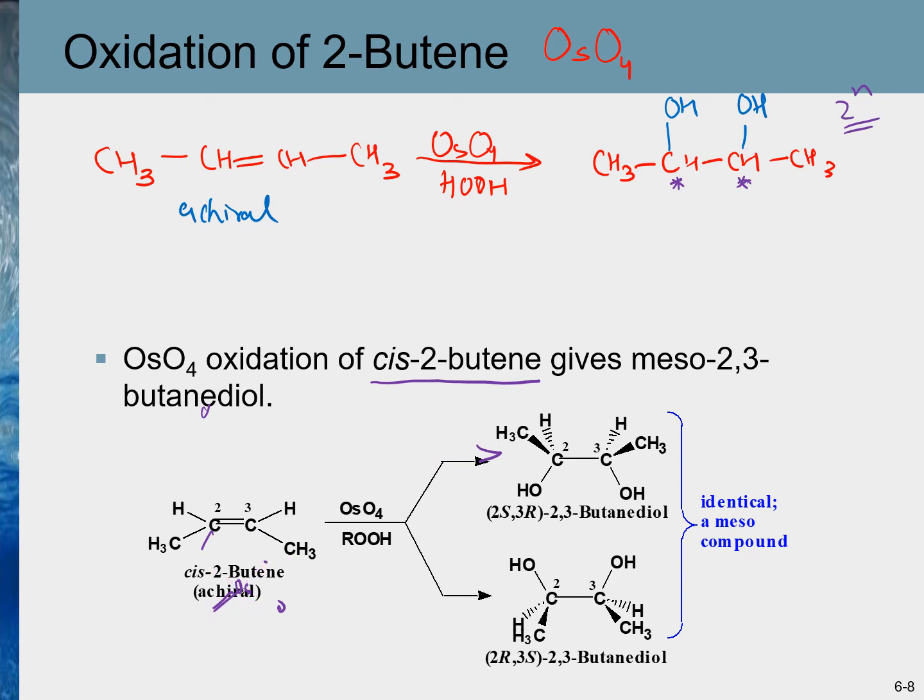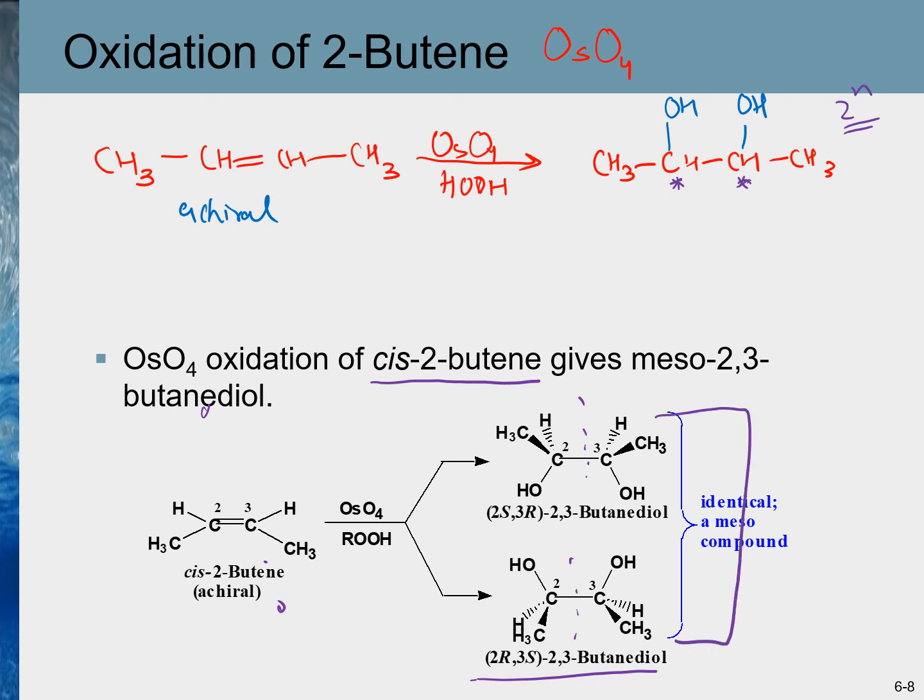And if the cyclic osmate forms on the top side, then the subsequent decay of that osmate to result in a diol will give us this product. Okay, so now as we understand that there are 2 possibilities of products, let's compare those products. If we look at these products, we will notice that there is a plane of symmetry in both of them. So therefore, these products are meso compounds and they are identical.